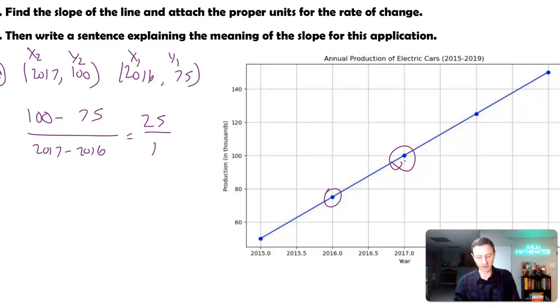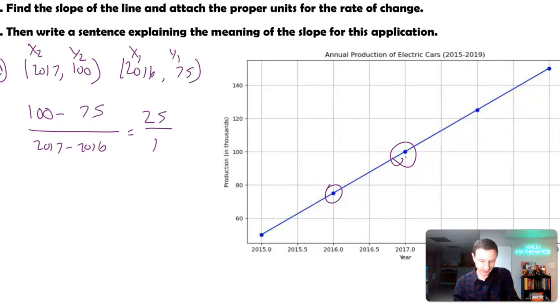The change in the Y values, so that means that for every year, the X values are changing by 1 for 1 year, we are producing 25,000 cars, electric cars. So for every year, we are producing 25,000 electric cars.